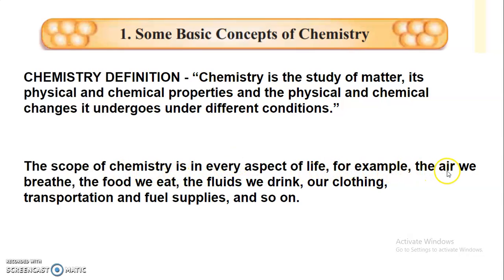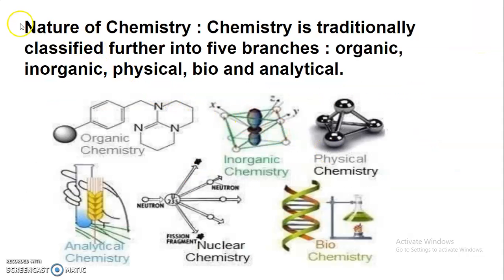Okay, the scope of chemistry is in every aspect of life. For example, the air we breathe, the food we eat, the fluids we drink, our clothing, transportation and fuels, supplies, and so on. The nature of chemistry means the different types of chemistry. What are the different types of chemistry in our everyday life? Chemistry is traditionally classified further into 5 branches. Which are those 5 branches? Organic chemistry, inorganic chemistry, physical chemistry, biochemistry, and analytical chemistry.